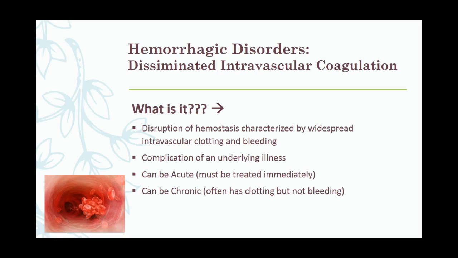It can be acute, and if it is acute, it has got to be treated immediately. Or it can be chronic, and the chronic DIC often has the clotting mechanism, but not the bleeding component. Usually the people who have chronic DIC are individuals like cancer patients. So for the purposes of this class, you really need to focus on acute DIC because that is what you see in pregnant individuals.